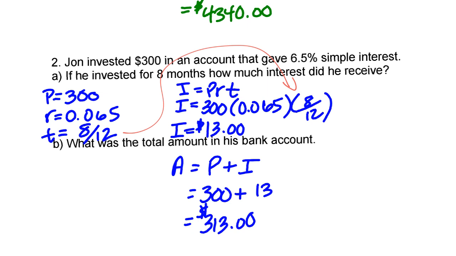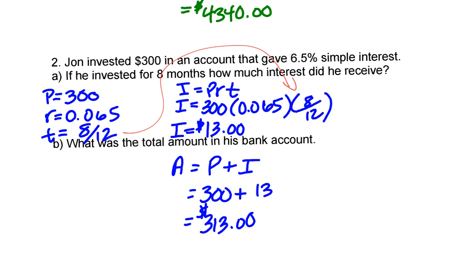And then we end up with $13 for our interest. And remember, our total is called the amount, and we have to take the interest and the principal, add them together to get our total amount of money that we have in the bank account at the end. So let's take a look at the next problem set.